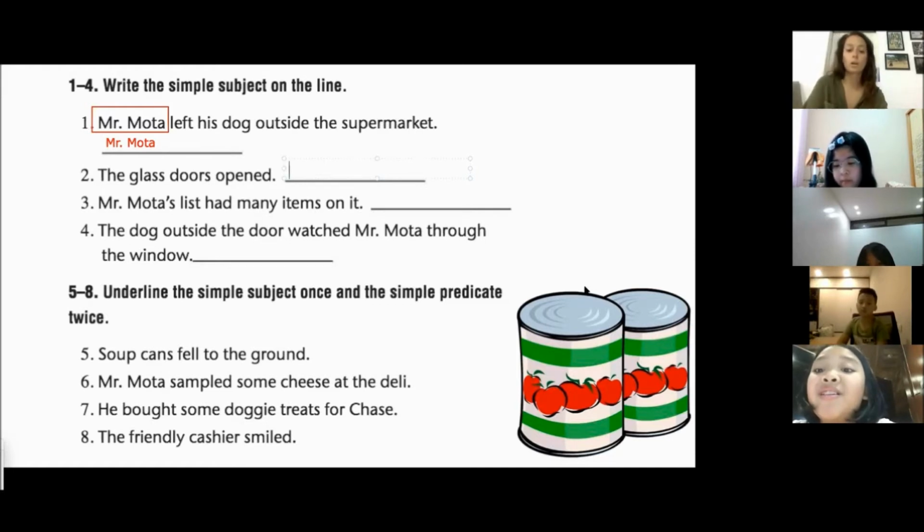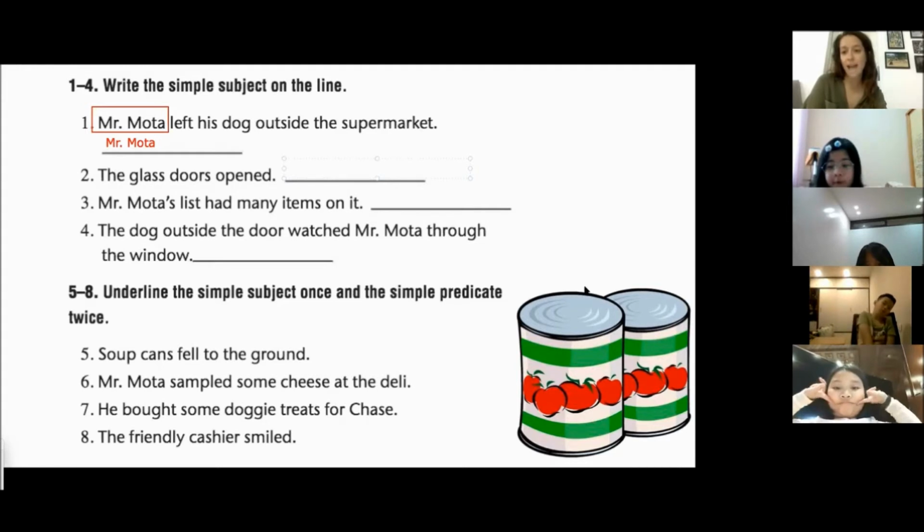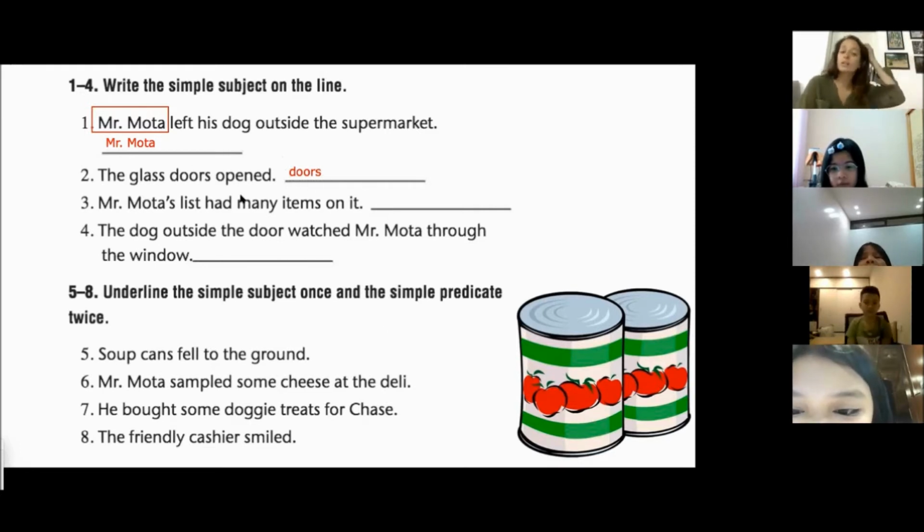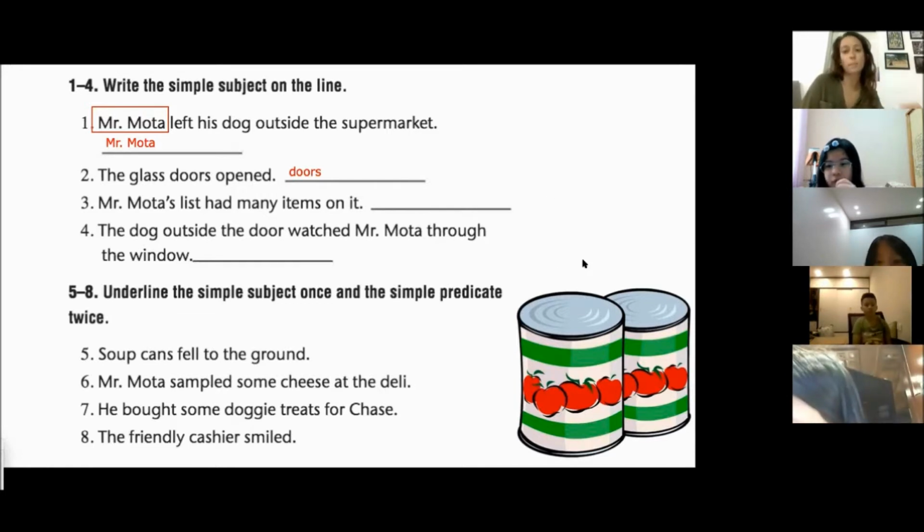Door. Right? Glass is telling what kind of door. So glass is an adjective in this sentence. Our simple subject is door. So you can think, look at the verb opened, and then think, what opened? The door opened. So door is our simple subject. Can you do number 3, please?